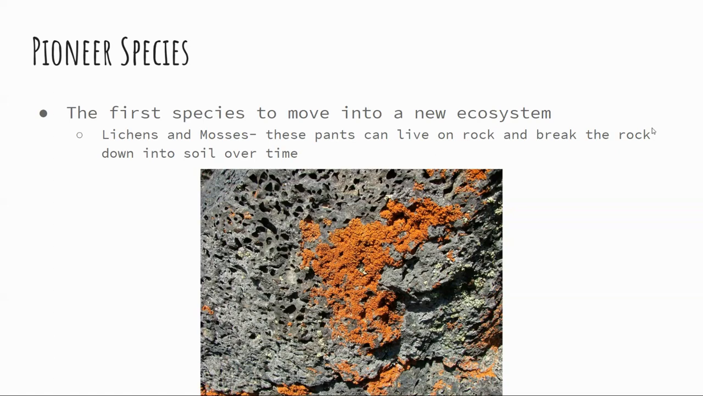The first species to inhabit this new rock are going to be known as pioneer species. Typically, these are going to be lichens and mosses. These are plants that can live on the rock. And in a very slow process, they will break down that rock into soil over time by breaking that rock into smaller rocks, gravel, sand, and so on and so forth.